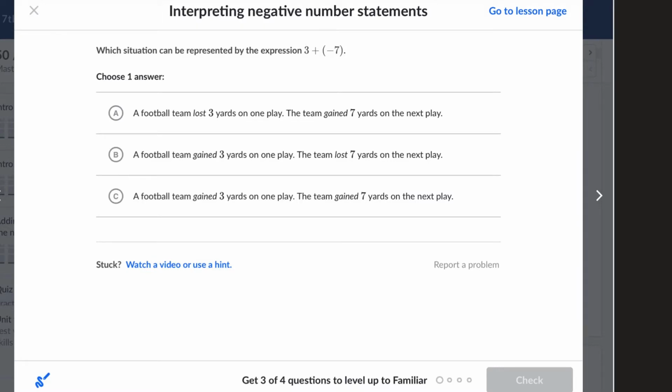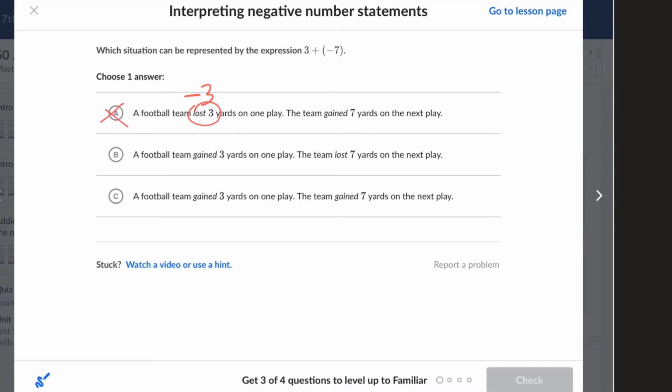All right, so they give us this statement here. Which situation can be represented by the expression 3 plus negative 7? Let's see, a football team lost 3 yards. Well, if it lost 3 yards, that would be represented by a negative 3. And that's not what we have here. We have a positive 3. So it's not that.